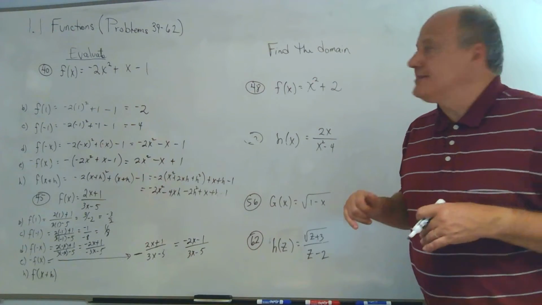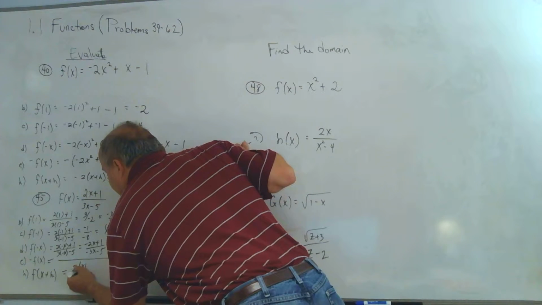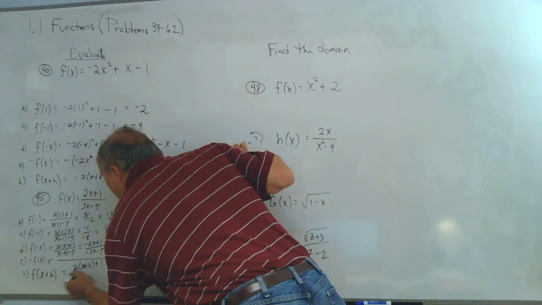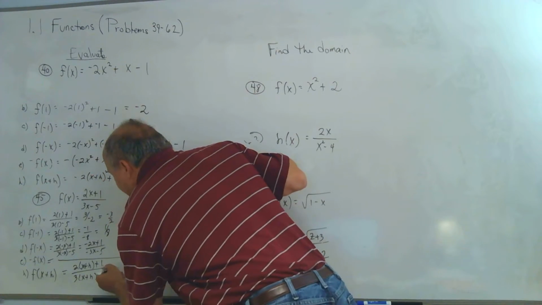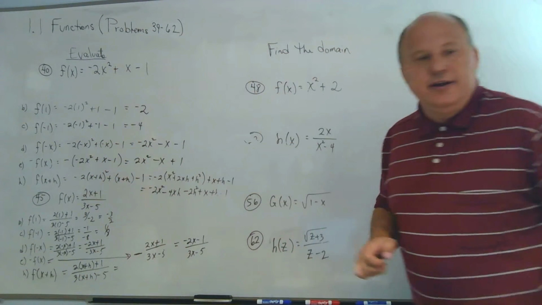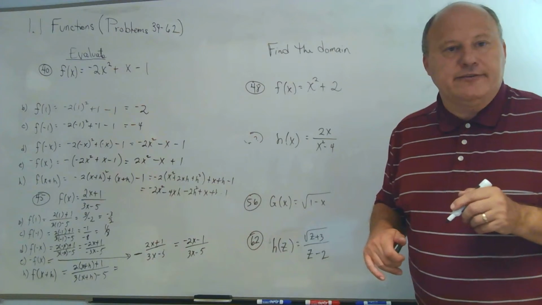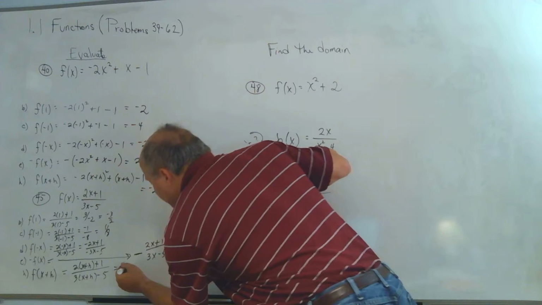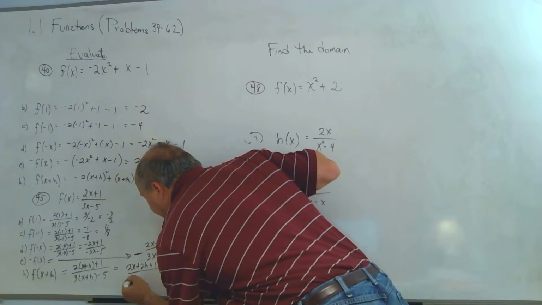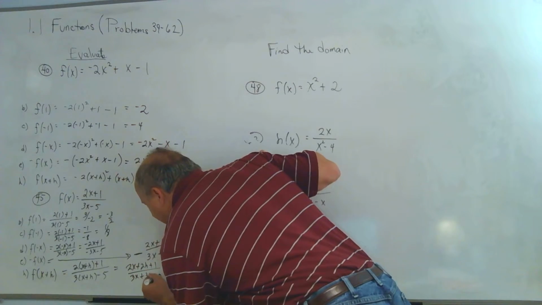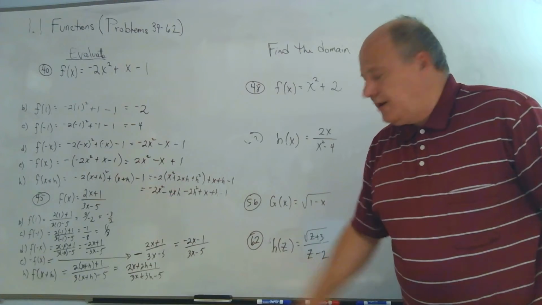You just plug in the x plus h in there. And so it's going to be 2 times x plus h plus 1 over 3 times x plus h minus 5. And really, the only thing you need to do here is to distribute the numbers 2 and 3 in front of them. And so it's just going to be 2x plus 2h plus 1 over 3x plus 3h minus 5. You don't really gain anything doing that, but that's what it is.